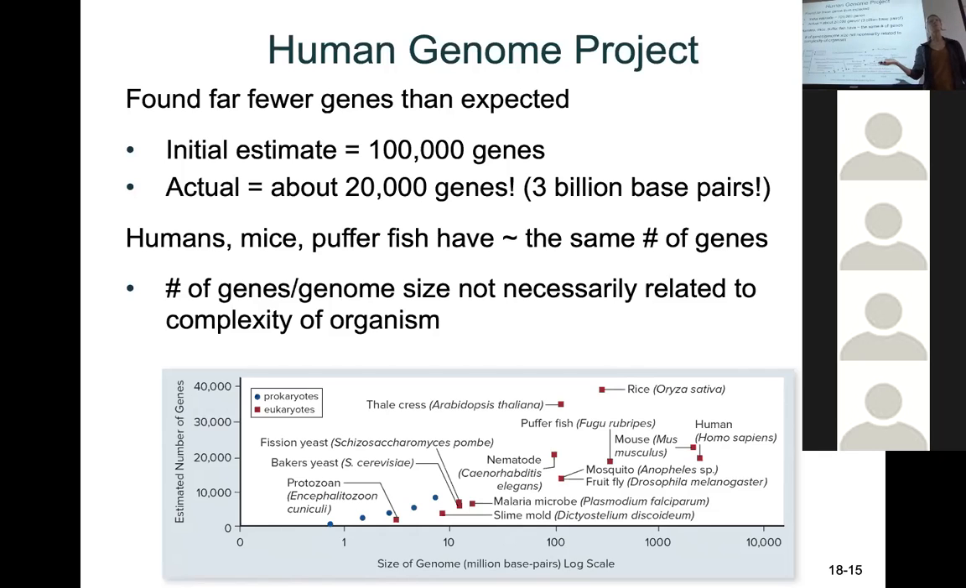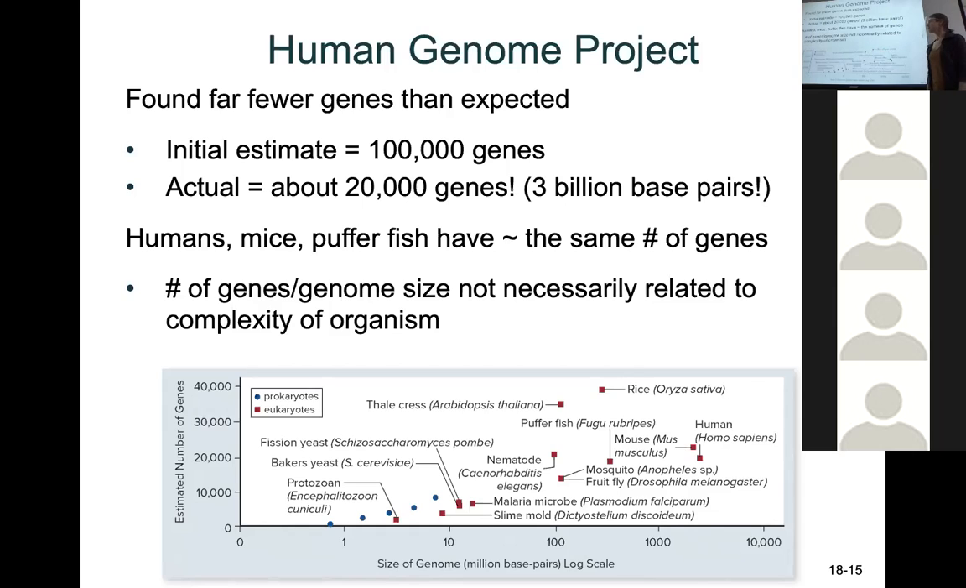So before this project was completed, scientists thought there were about 100,000 genes in the human genome. Really, we only have 20,000. So we have far fewer genes than we originally thought. I guess we thought we were more gene rich than we actually are. It's still 3 billion base pairs. So that's why it took 13 years with the older technology to figure out what all of those base pairs are.